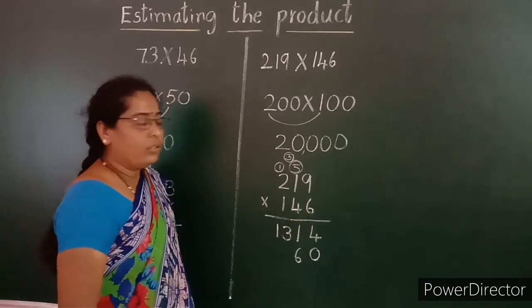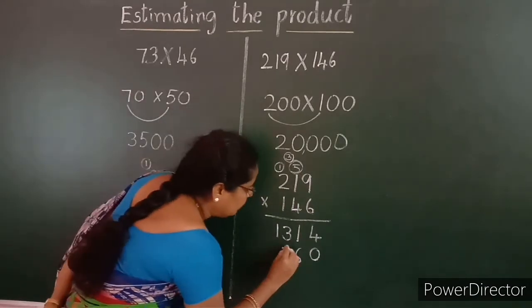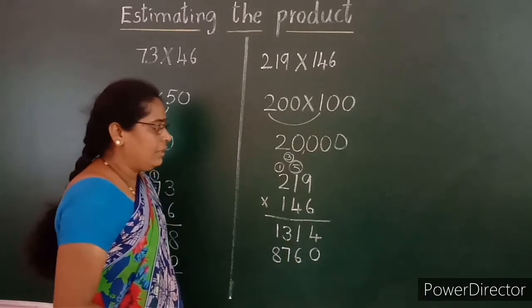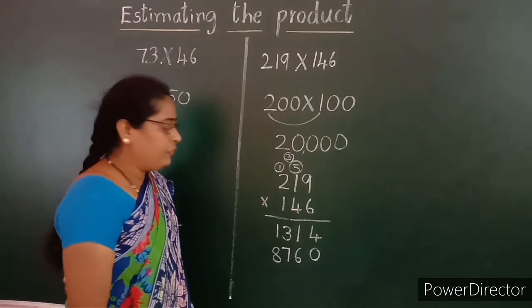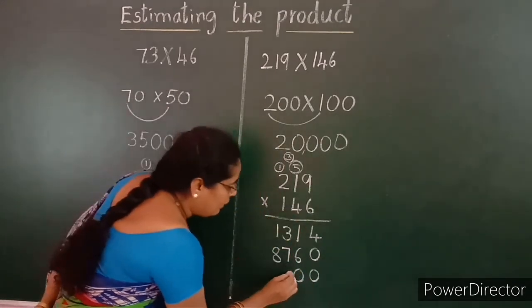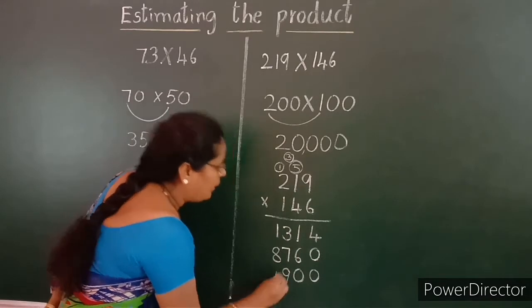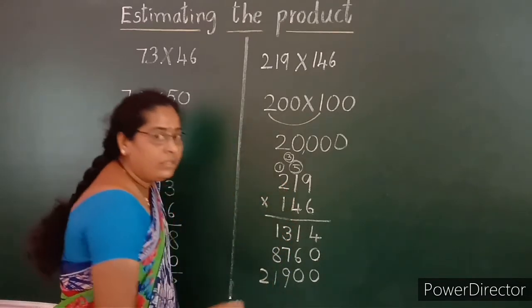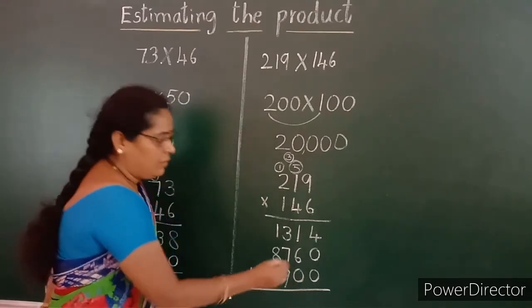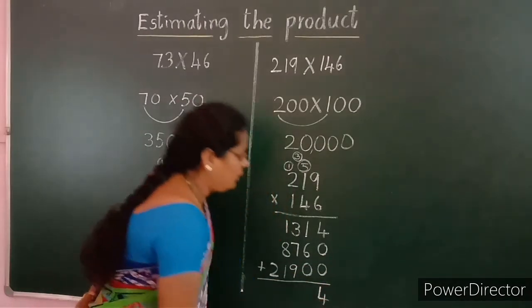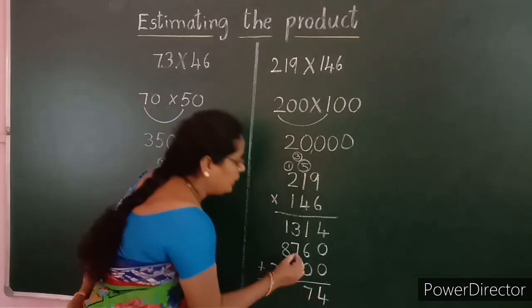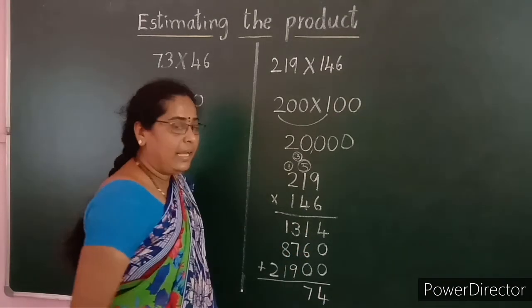4 ones are 4. 4 plus 3, 7. 4 twos are 8. Now multiply from the 100's place. Before that, you write two common zeros. Here 1 nine is 9, 1 one is 1, 1 two is 2. Now you add all the three numbers. 4 plus 0, 4. 6 plus 1, 7. 7 plus 3, 10. 10 plus 9, 19.